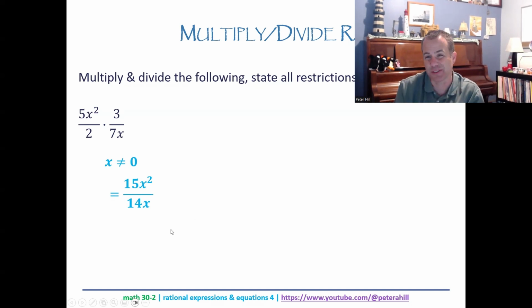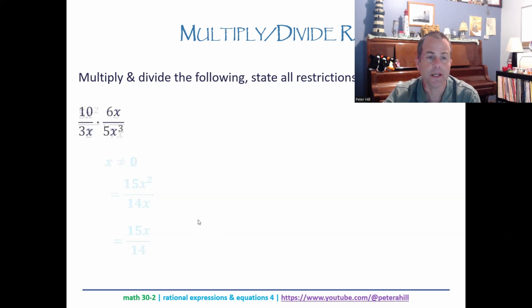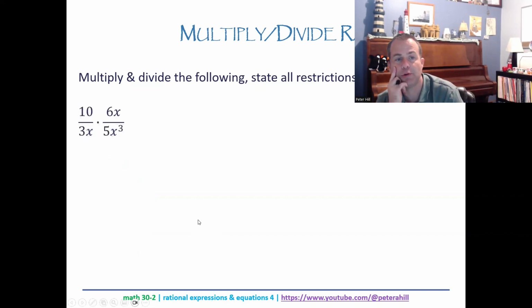We're back into a simplifying conversation that we've already had. Or I could look at it as x times x over x, right? Either way, one of those x's is going to divide out, and my final answer will be 15x over 14. Okay, easy peasy.